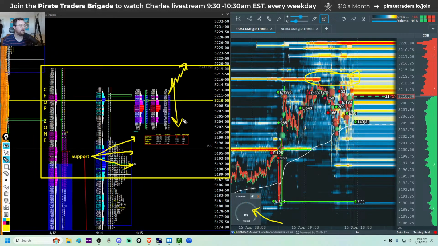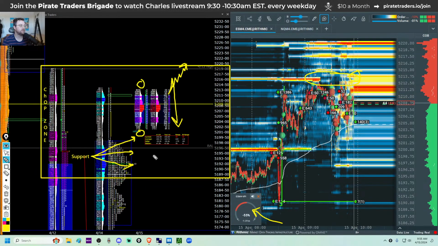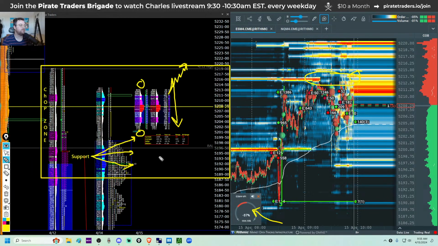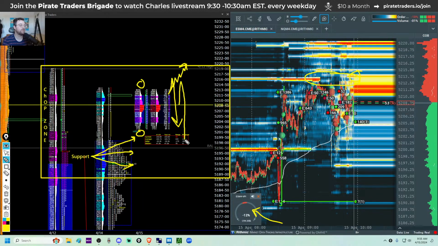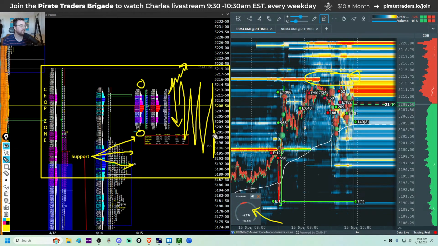So I believe that is the case both at the high right now and the low. I think there's stops waiting on both sides. And if this shark wants to eat all he can eat, he's going to head up and take out those stops and then head down and take out those stops and then do it again and again and again.